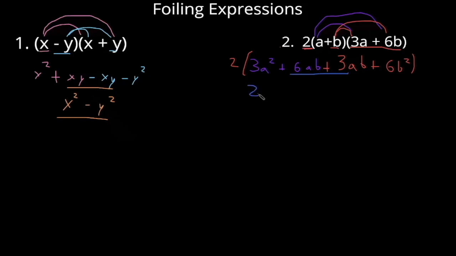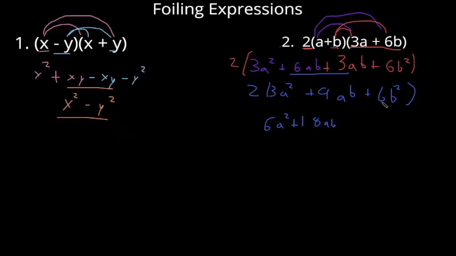So you can rewrite that as 2 times (3a squared plus 9ab plus 6b squared), because 6ab plus 3ab is equal to 9ab. Okay. Now you can simplify them out. So we know 2 times 3a squared is equal to 6a squared. Then we know that 2 times 9ab is equal to plus 18ab, because 9 times 2 is 18.